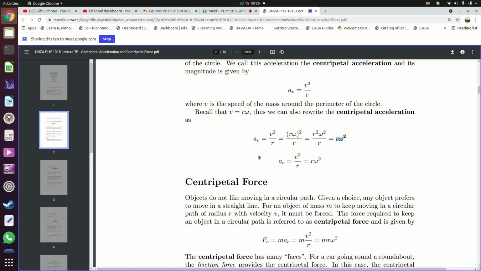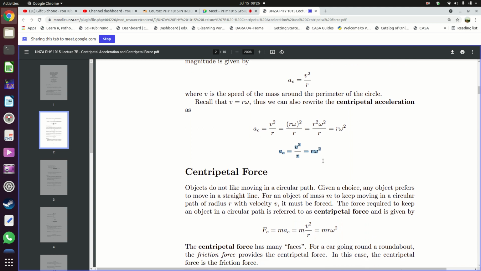So there are two ways, depending on what kind of information you've been given, in which you can work out the centripetal acceleration. The centripetal acceleration a_c, if you have been given the velocity in meters per second and you know the radius of the circle, is going to be equal to v squared divided by r. Or if you know how fast the particular object is going round in a circle, which is what is referred to as the angular velocity, then you can work out the centripetal acceleration as r omega squared. Are we clear with this bit? These two ways of finding the acceleration.